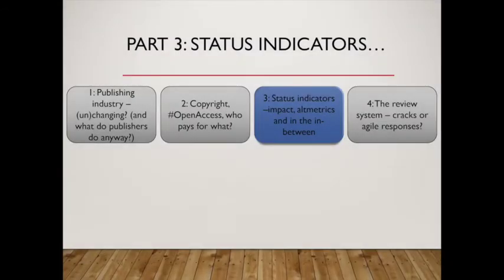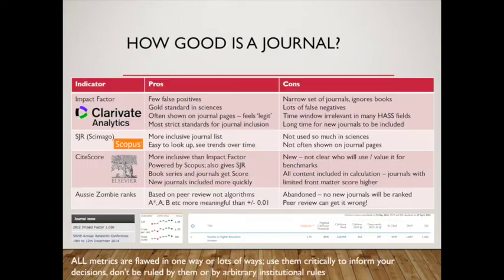So here we are now in the third video about status indicators, impact factors, altmetrics, and things in between. So how do you know how good a journal is? Well, this is certainly not all the ways of telling, but it's a useful summary that gives you a sense of the different sorts of approaches. There is impact factor. This is probably the most well-known and the most established notion of how to measure the quality of a journal. It used to be owned by Thomson Reuters. It's now been sold to Clarivate Analytics.